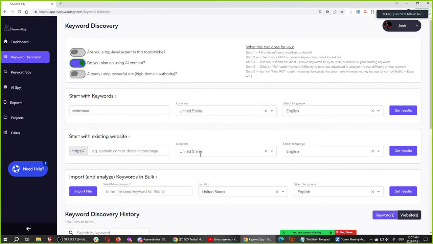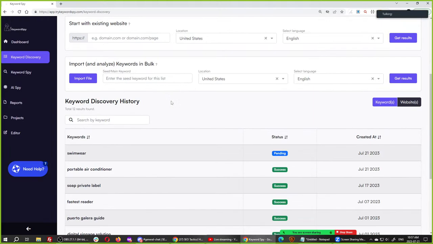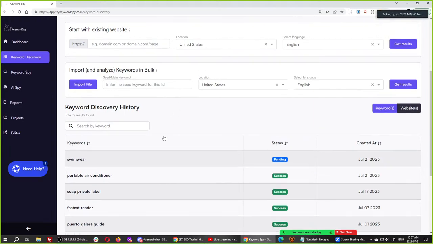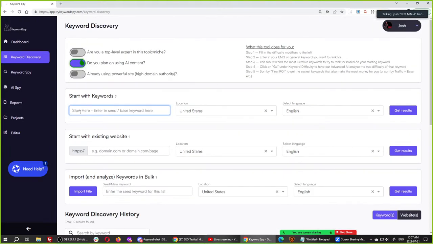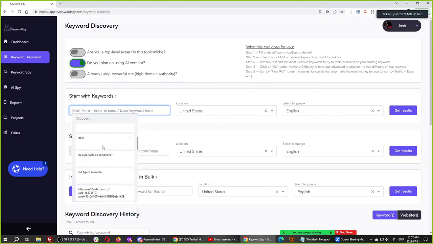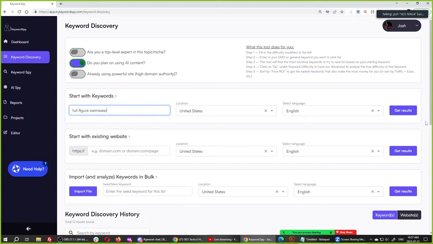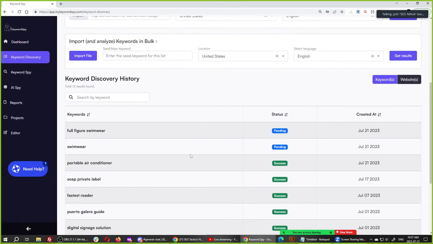Now you can even drill down to specific locations because you can do local SEO in this as well. You could drill down to specific areas, United States, as you saw there. Okay, so then we're going to say get results. Swimwear is pending. And then just to make sure we get what we want, I'm going to do the full figure swimwear as requested and say get results. So we've got both pending.